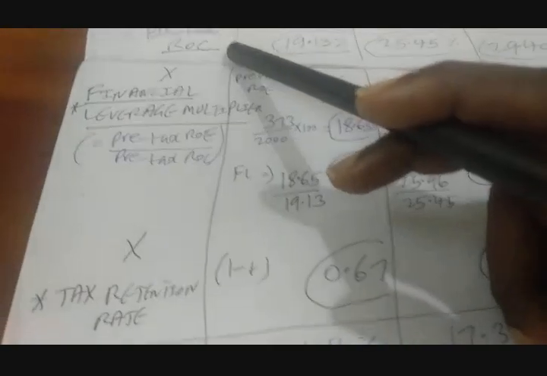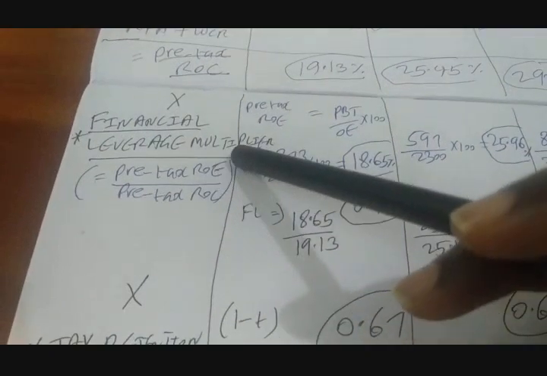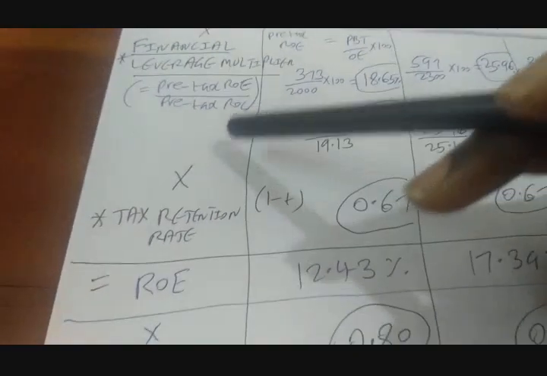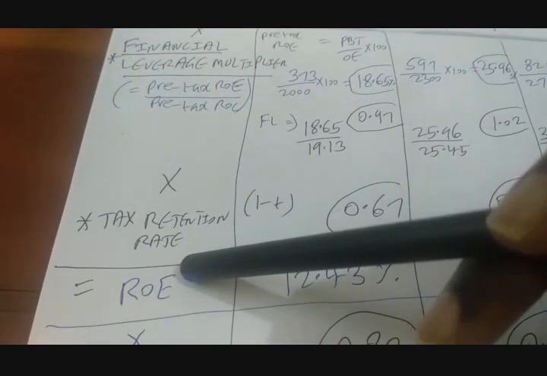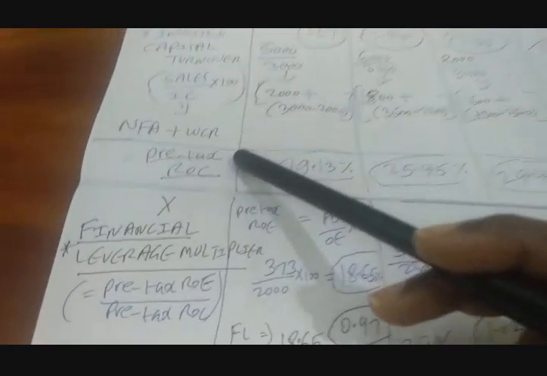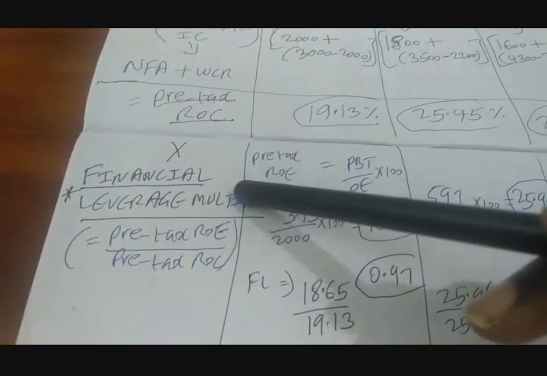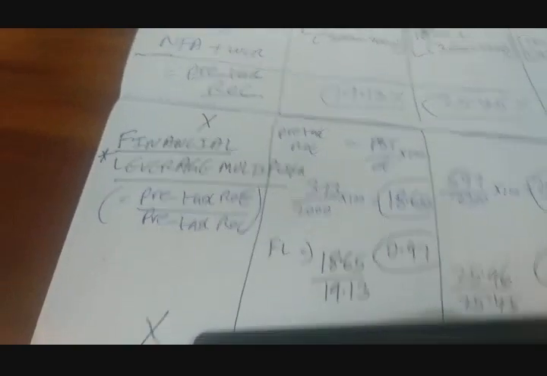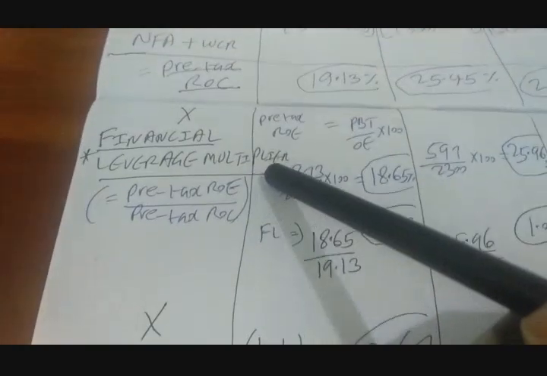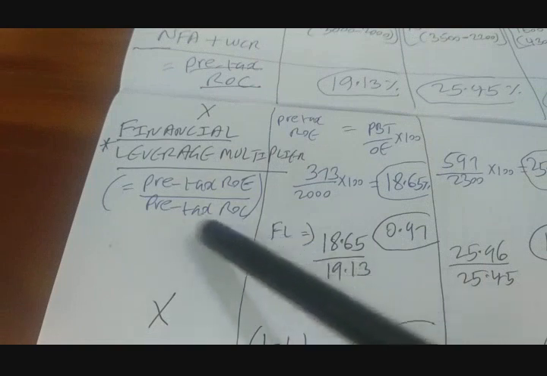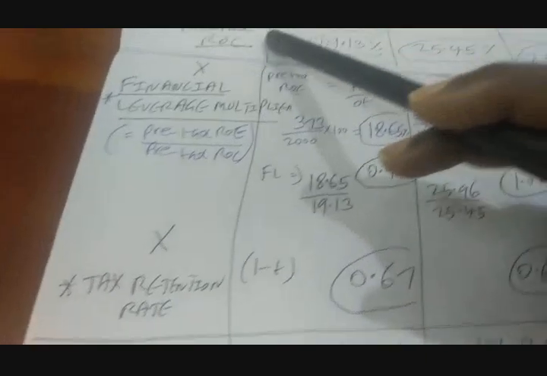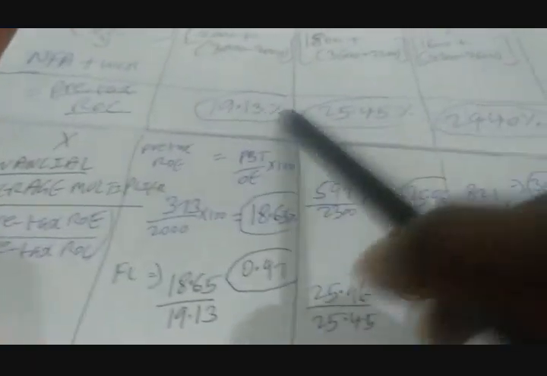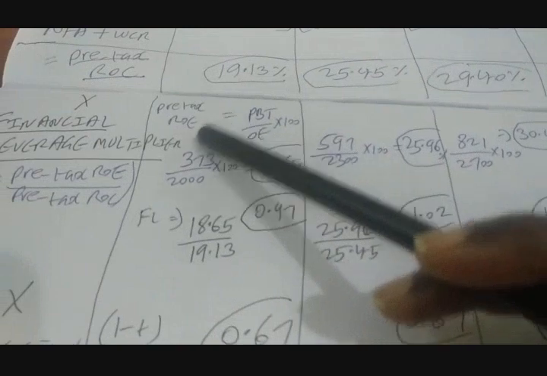Let's move ahead. Let's multiply pre-tax ROC with financial leverage and tax retention rate in order to get ROE. Return on equity is a function of pre-tax ROC multiplied by financial leverage multiplier multiplied by tax retention rate. Financial leverage multiplier formula I have given here. That is nothing but pre-tax ROE divided by pre-tax ROC. We have already computed pre-tax ROC for all the 3 years. We have to compute now pre-tax ROE.